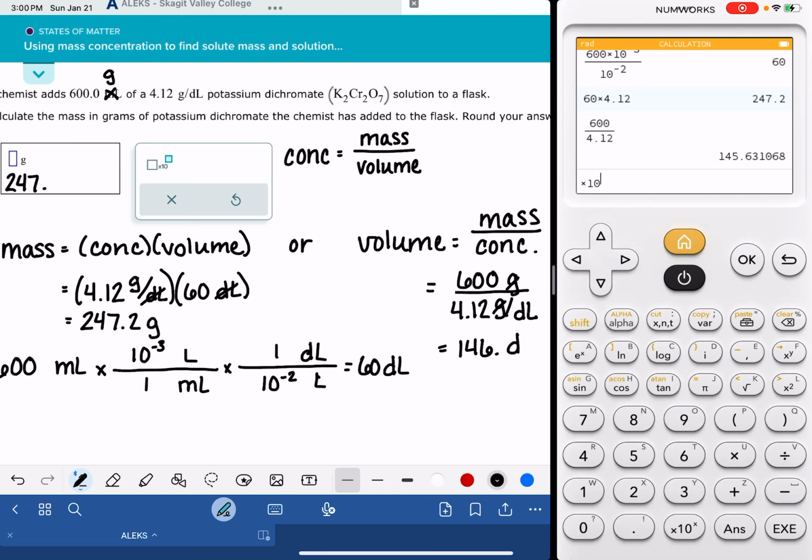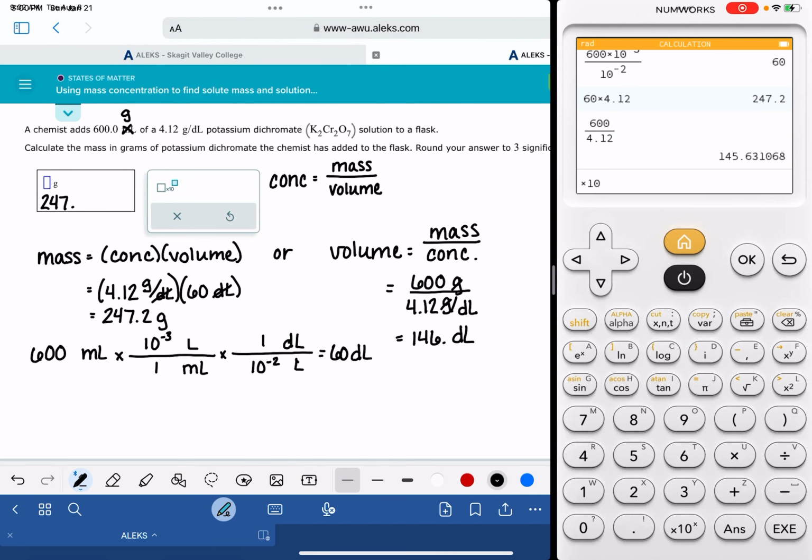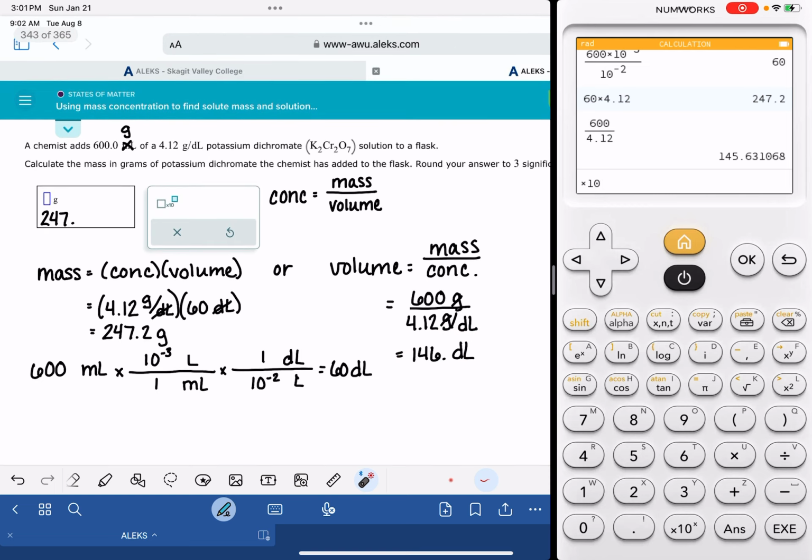146 deciliters. And then the last thing that you would want to do with this version of the problem is double check and make sure that that unit, deciliter or whatever it is, is consistent with the unit that ALEKS has in the answer box. If it's not, just go ahead and do a unit conversion.